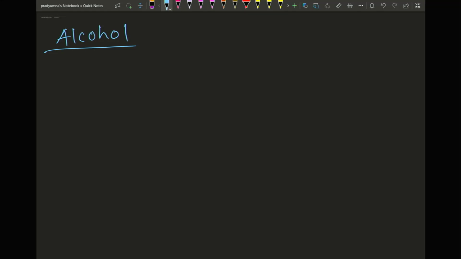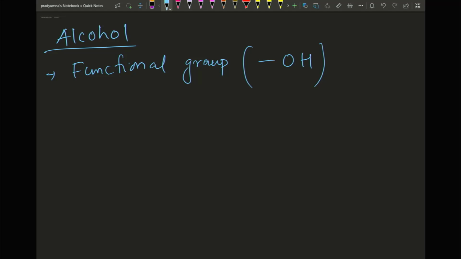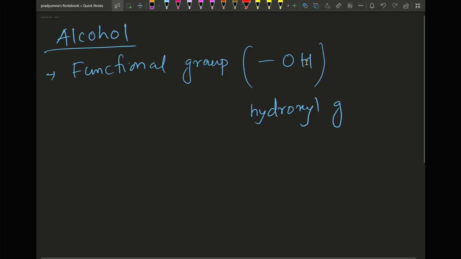Alcohol has a functional group. This is what makes the characteristics of alcohol. The functional group is OH. This group is named hydroxyl. It's called hydro, which is H, oxy, hydroxyl group. If your molecule has this hydroxyl group, we're going to call that alcohol.